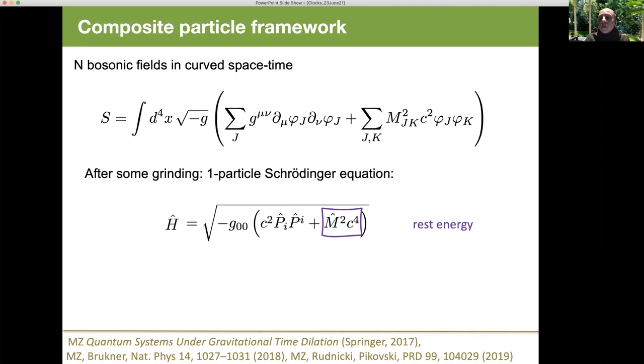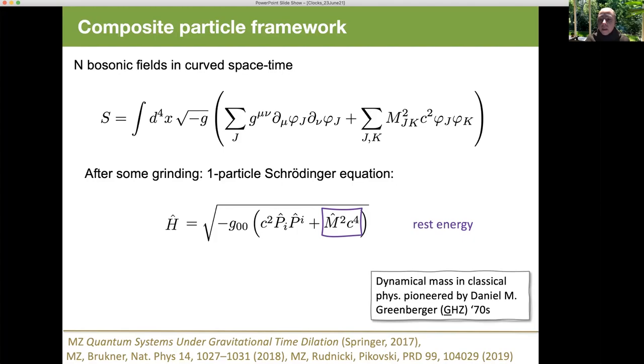And we are very familiar with such systems. If I take an atom and I'm in the rest frame of the atom, there are all the electronic energy levels. The system has a quantized Hamiltonian in the rest frame. And I would like to give a note to works by Daniel Greenberger, who pioneered the approach of having dynamical mass in classical physics. And some of the aspects of the formalism are actually quite related.